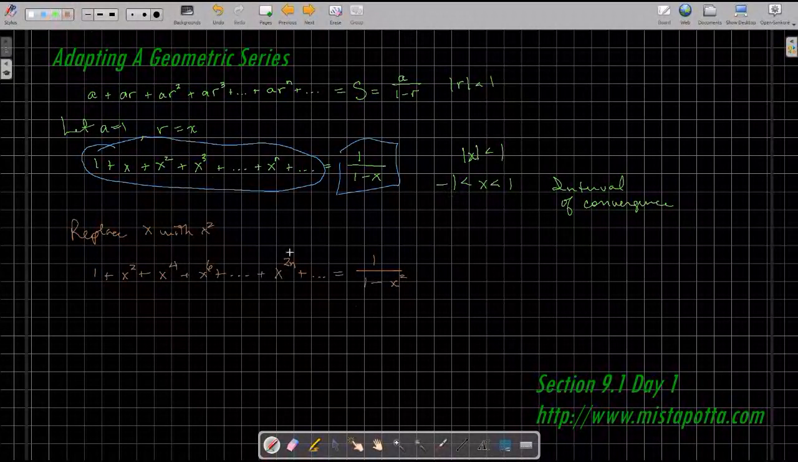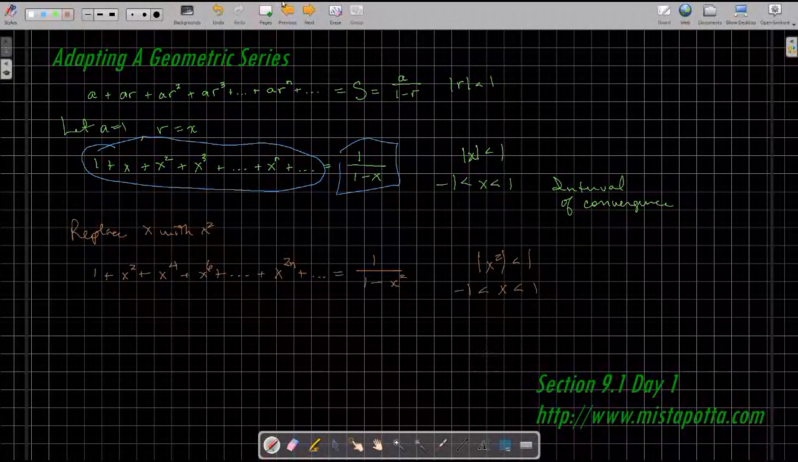Now, for this series that I've just developed, I've got 1 over 1 minus x squared, so the absolute value of x squared must be between 0 and 1. So x, again, must lie between -1 and 1.